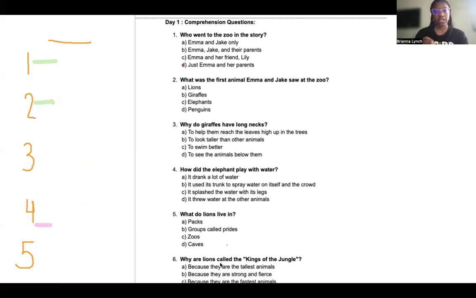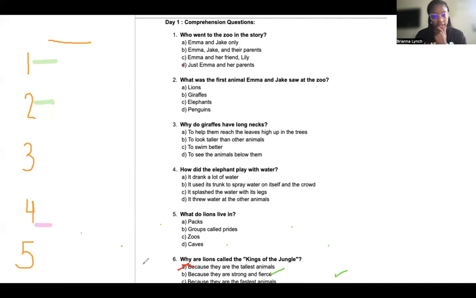Why are lions called the king of the jungles? Because they are the tallest animals? No, that's not what she said. Because they are strong and fierce? Ooh, that sounds right. I'm gonna put a check there. Okie dokie. Ooh, sorry, y'all. They won't let me put the check there. I'm gonna put it right there. Okay. So we're gonna put our check right here.